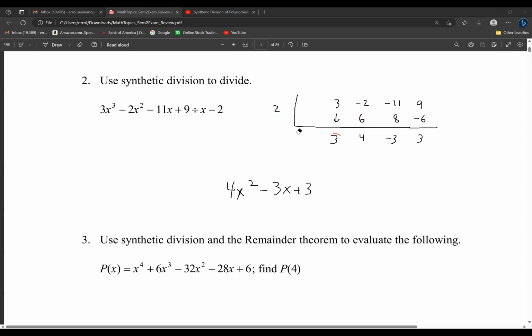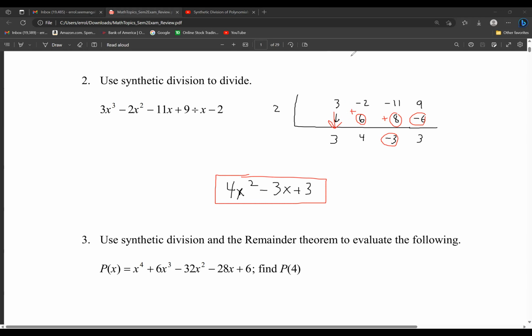So you have to start with this first one by just bringing this first one down. Bring down the 3. 2 times 3 is this 6. Add those two. You get 4. 2 times 4 is this 8. Add those two. -3 is the answer. 2 times -3 is this -6. And that's it. So there's your answer. Here's your final. All right, so good on 2.